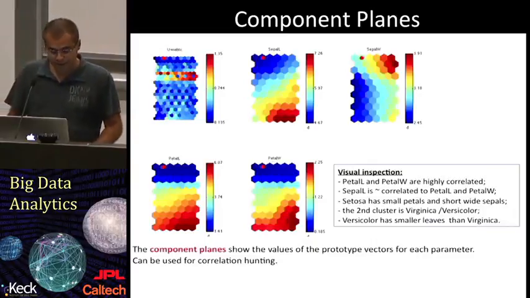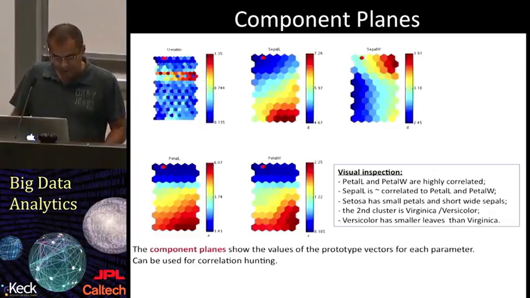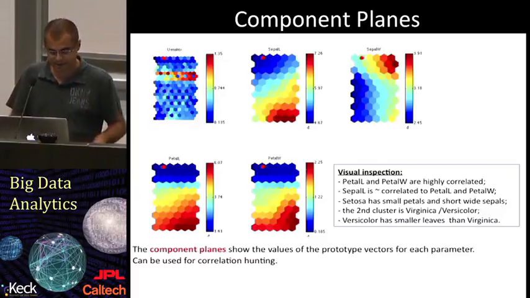Now, with self-organizing maps, we can also visualize the map parameter by parameter. This visualization is called component planes, and with the component planes, we can show the values of the prototype vector for each parameter, and we can use them for correlation hunting. For example, we have the U matrix and then the 4 component planes. And from this dataset, we can easily see that the 2 in the bottom are highly correlated, and we can also infer some other properties regarding the iris dataset in this case.